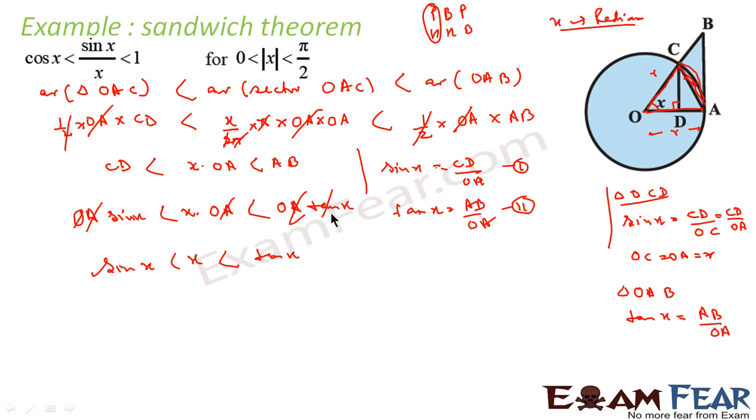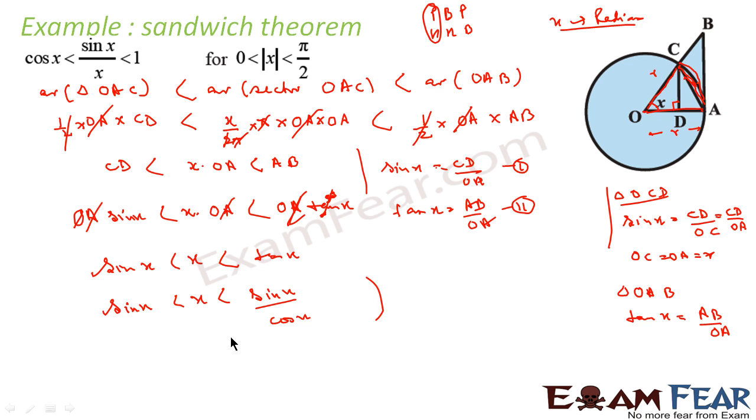Sorry, the OA part is cancelled, not the tan x. This part is not cancelled. The OA part is cancelled. This is tan x. Tan x I can write as nothing but sin x by cos x, right? So let me write this as sin x is less than x is less than sin x by cos x. Correct? Now we'll divide the whole thing by sin x, because we have sin x here, sin x here, and the middle term should be x by sin x.